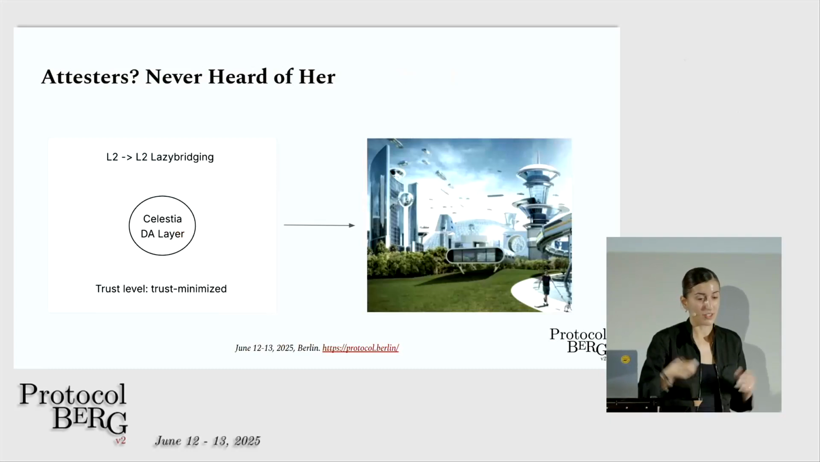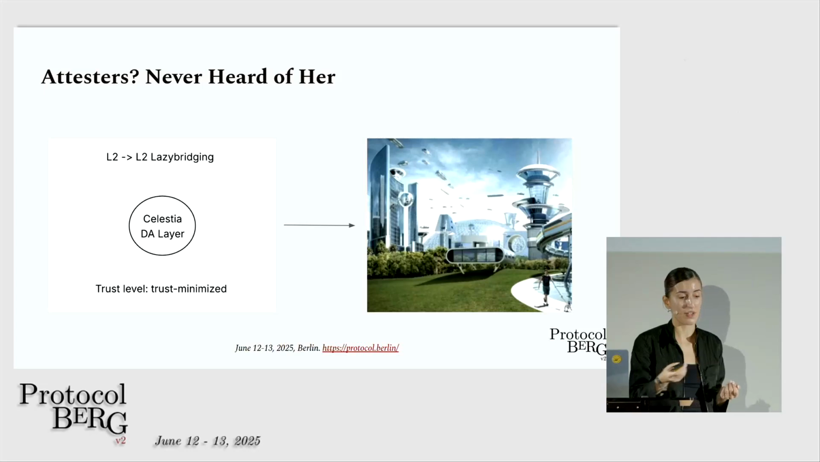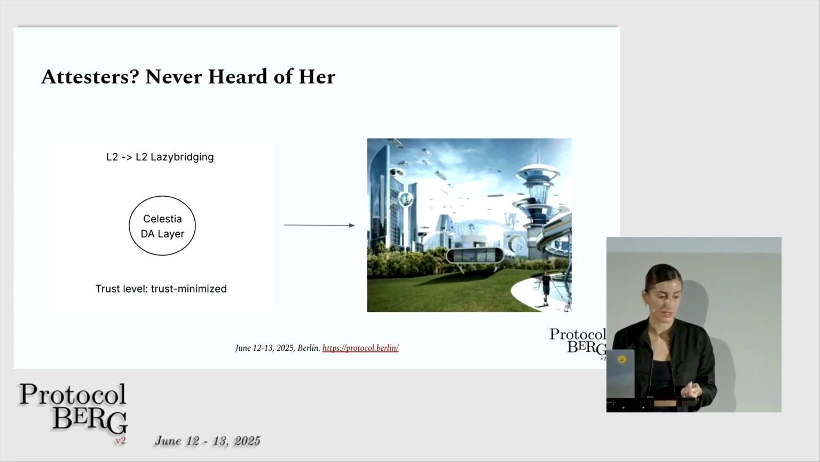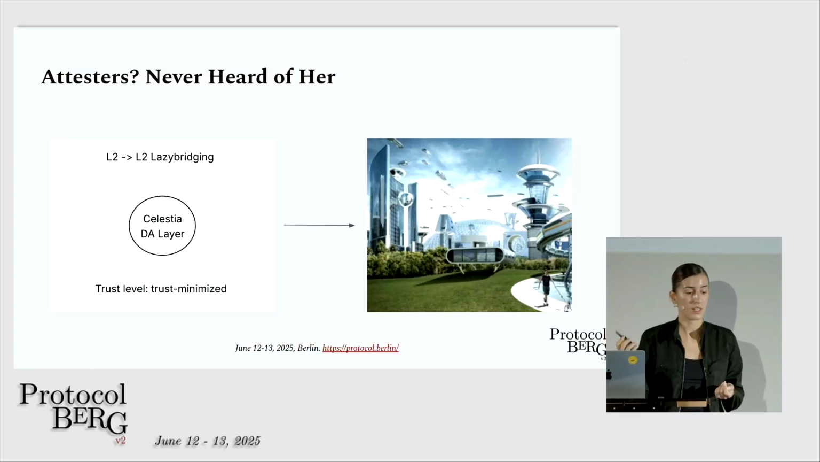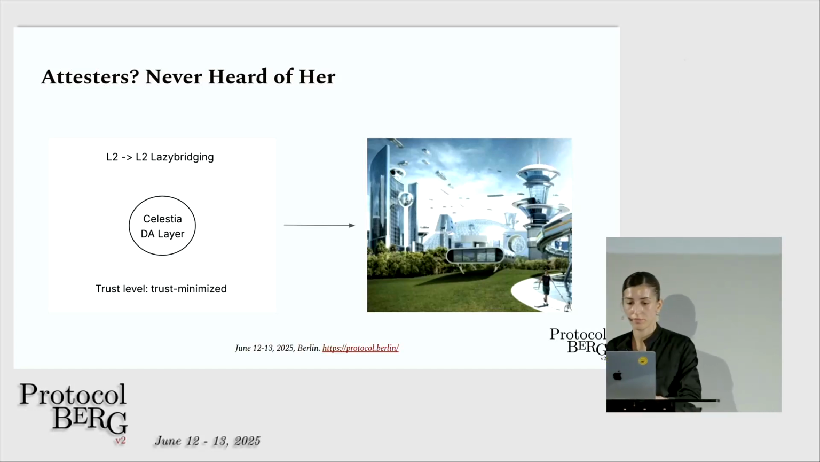And this is Lazybridging on the high level, by the way. And now with the 2 circles gone, which means that we eliminated the 2 trust assumptions, we're left with a single trust assumption, which is the DA layer itself.